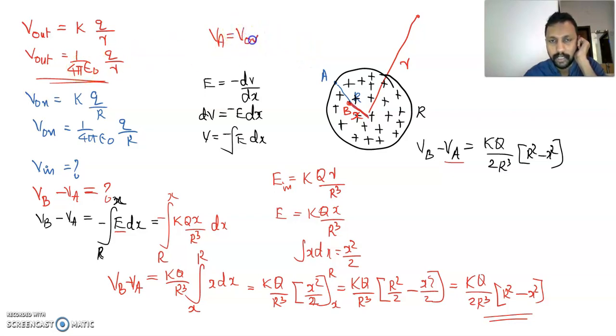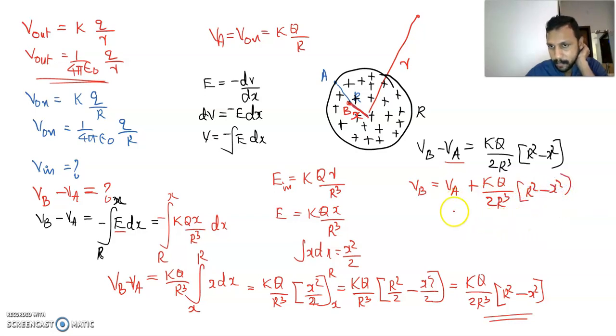VA is the potential on the surface, and it is kq by capital R. Okay, therefore I could write VB is equal to VA plus kq divided by 2R cube into R square minus x square, and we could substitute VA as kq divided by R plus kq divided by 2R cube into R square minus x square.